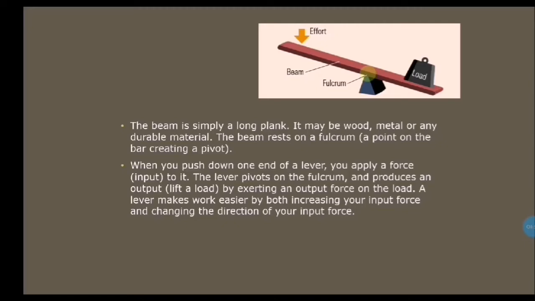When you push down one end of the lever, you apply a force, which is the input, to it. The lever pivots on the fulcrum and produces an output, which is lifting the load from the other side by exerting an output force on the load. A lever makes work easier by both increasing your input force and changing the direction of your input force.